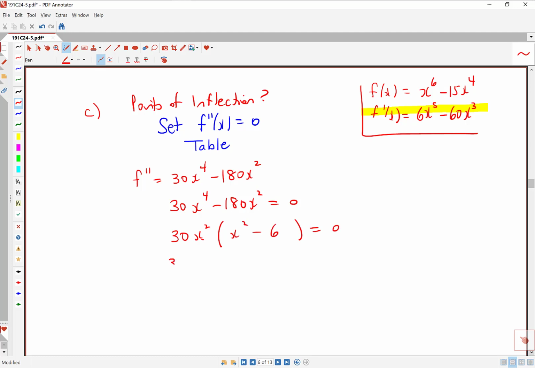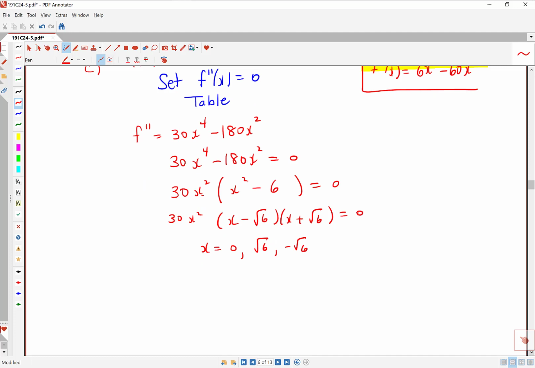And then we could factor that x squared minus 6. We could think of that as x minus root 6 times x plus root 6. And that way we'd get all our x values here. So x could either equal 0, positive root 6, or negative root 6. So let's just label these here. These are our possible points of inflection. And we're going to make a little table to investigate them further.